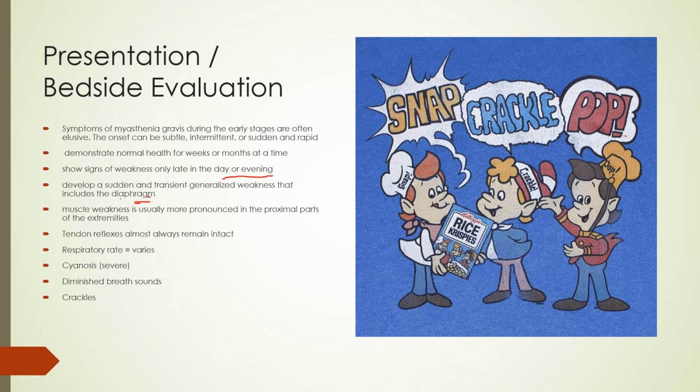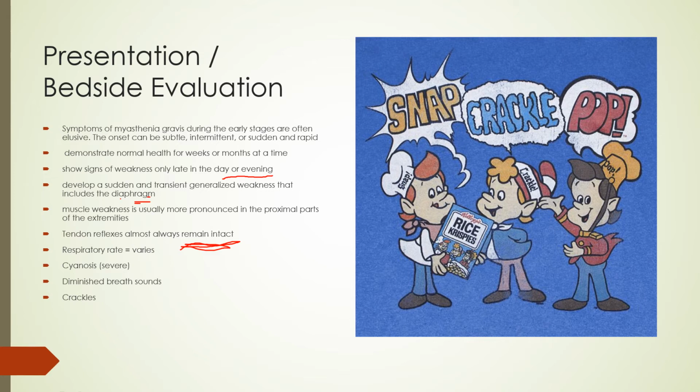With myasthenia gravis, the deep tendon reflexes remain intact. I'll repeat that because this is an important comparison and contrast to Guillain-Barré. With myasthenia gravis, the deep tendon reflexes remain intact. In other words, they still have them. You can still hit the reflex hammer on their elbow, their knee, and they should still have those reflexes.